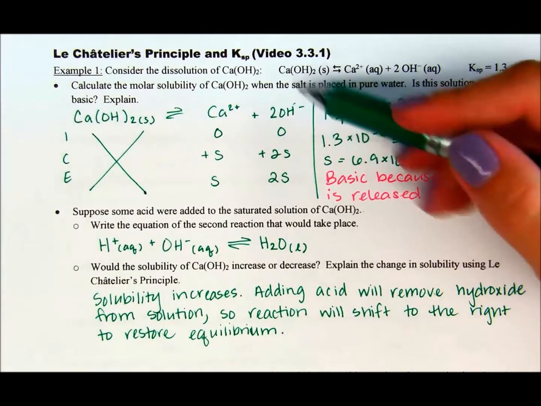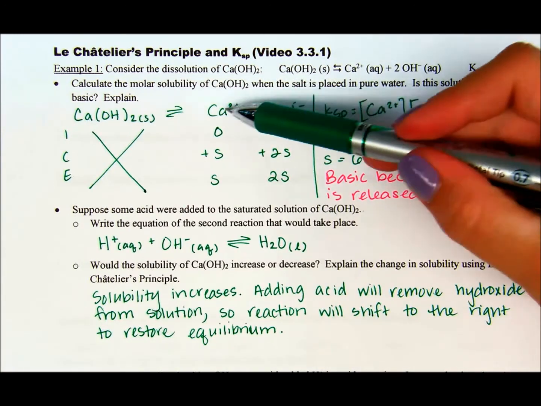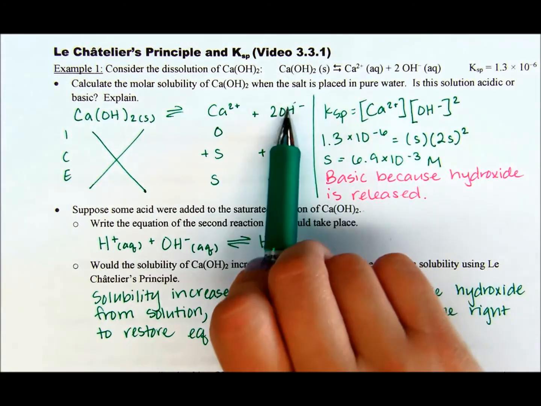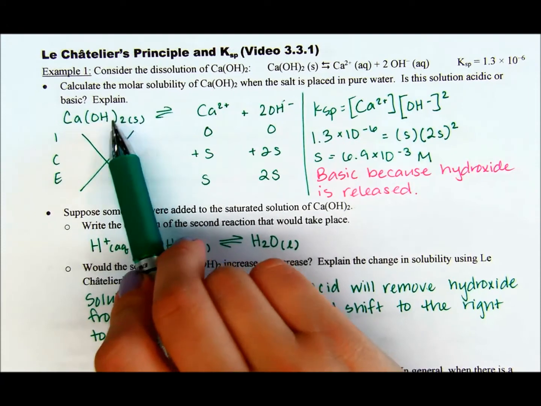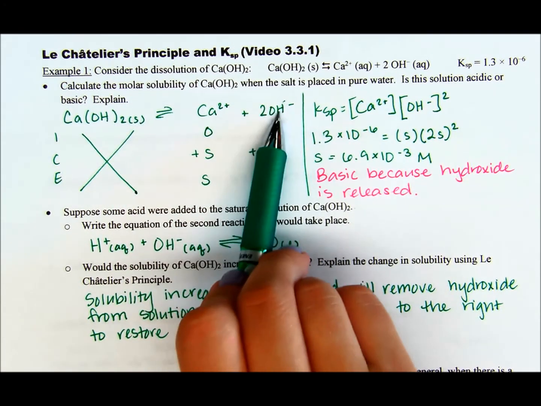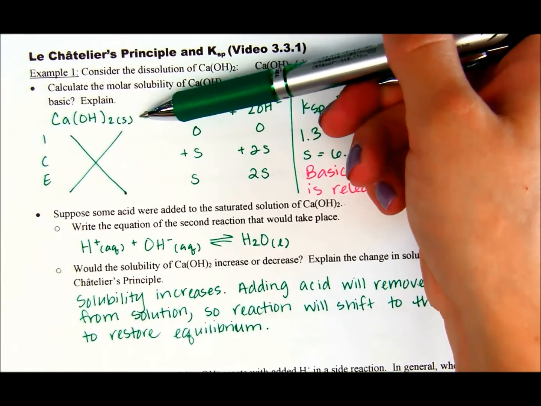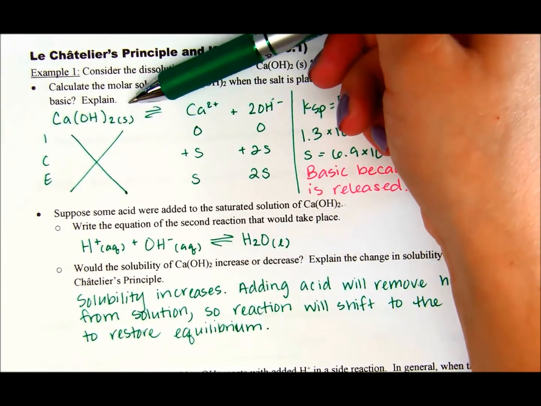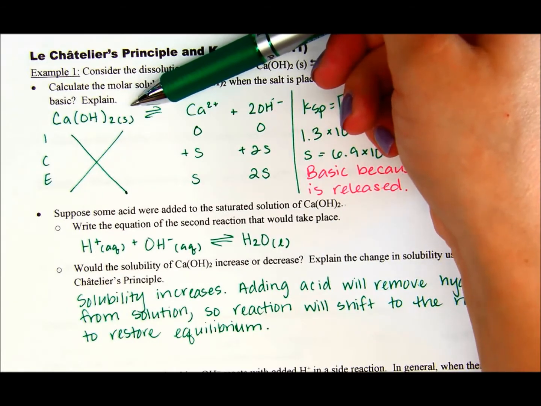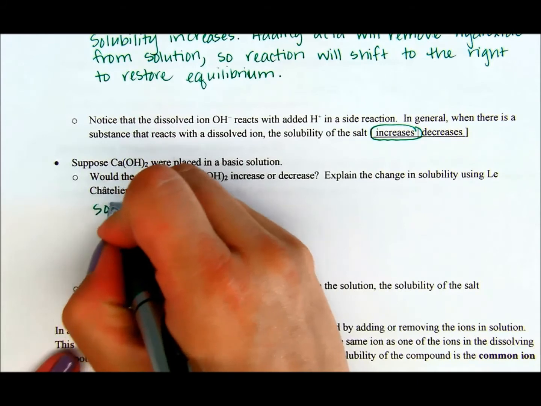Okay, so here, if we add more hydroxides, we are going to increase the amount of ions on this side. Therefore, the reaction is going to shift to the left to create more solid, decreasing solubility. So if you add more hydroxide, again, you're going to shift the reaction left toward the reactants, and you're going to decrease solubility because you're basically just going to form more solid salt there. So solubility decreases.